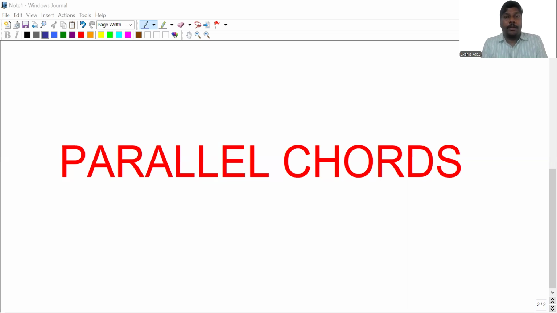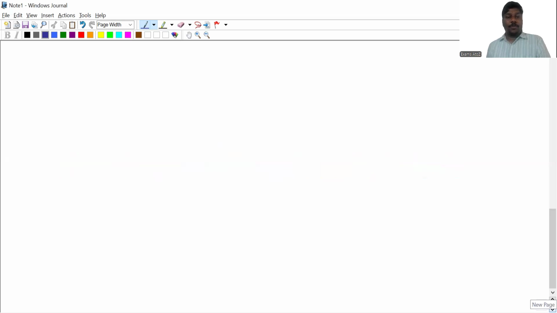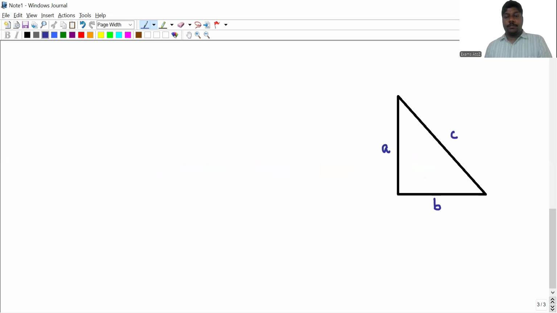In order to understand the parallel chords, first we need to know about the right angle triangle and its triplets. First, we'll discuss a few triplets. We'll take a right angle triangle. We take the sides as A, B, C. C is called the hypotenuse, or the larger side. We know that A square plus B square is equal to C square.